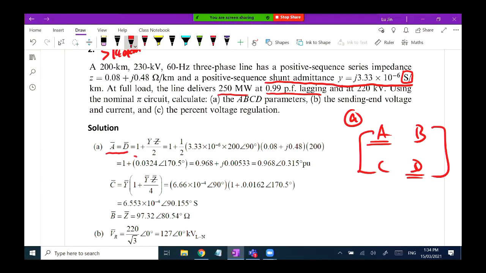The formula is 1 plus half of Y times Z. The Y is the total admittance of the transmission cable. The Z is the total impedance. So we need to use the total transmission distance, 250, multiplied by the per-unit-length z for Z. And for this case, it's not 250, it's 200 only. 200, right? And this is 200 times the per-unit-length y. Again, for saving time in the class, I am skipping that.